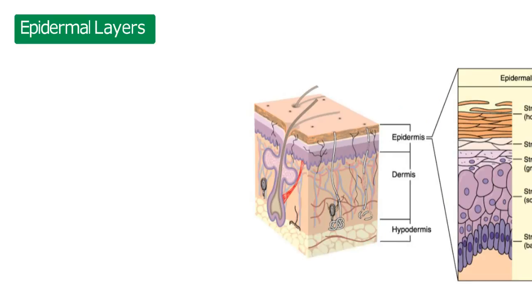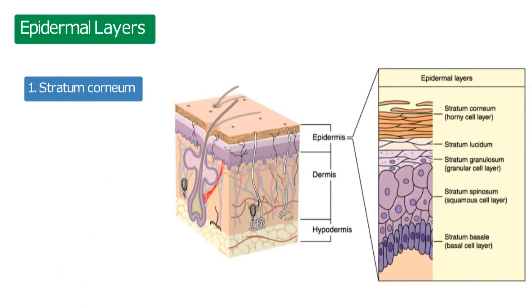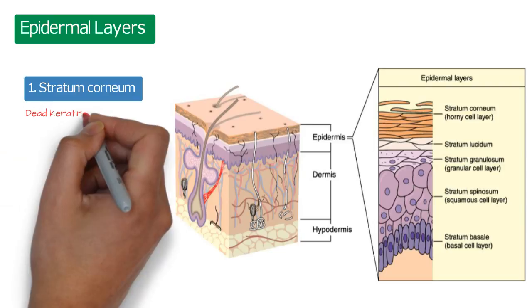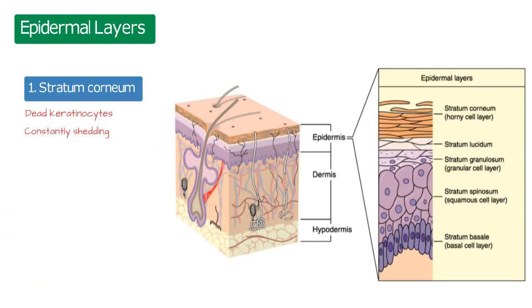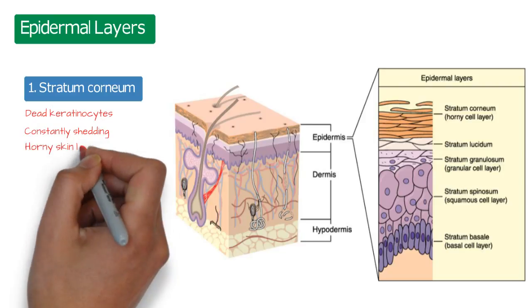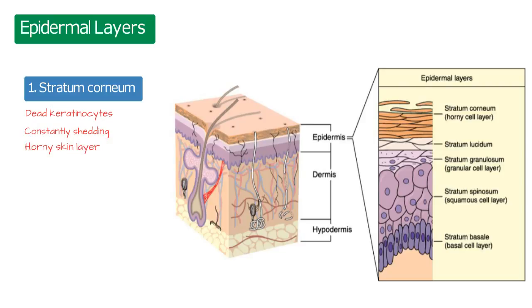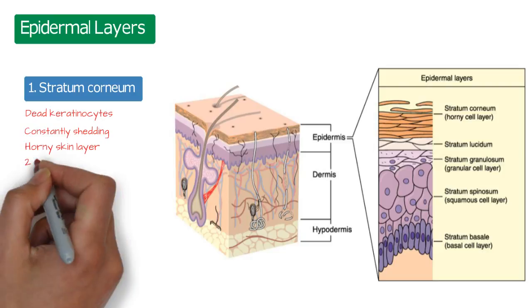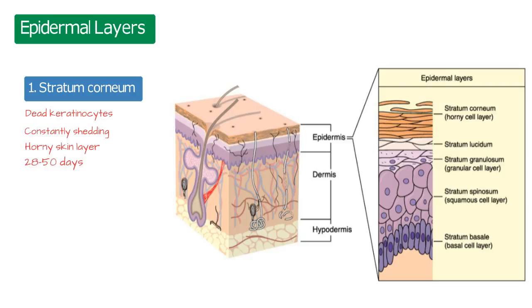Epidermal layers. Stratum corneum. This is the outermost epidermal layer, which consists of 10 to 30 thin stratified layers of dead keratinocytes that are constantly shedding from the skin. It is also referred to as the horny skin layer because of the toughness of this layer. The epidermis completely turns itself over every 28 to 50 days, with slower turnover rates happening in the elderly.